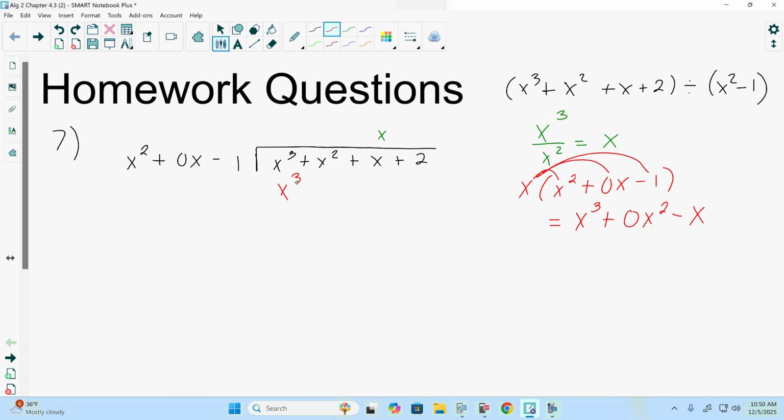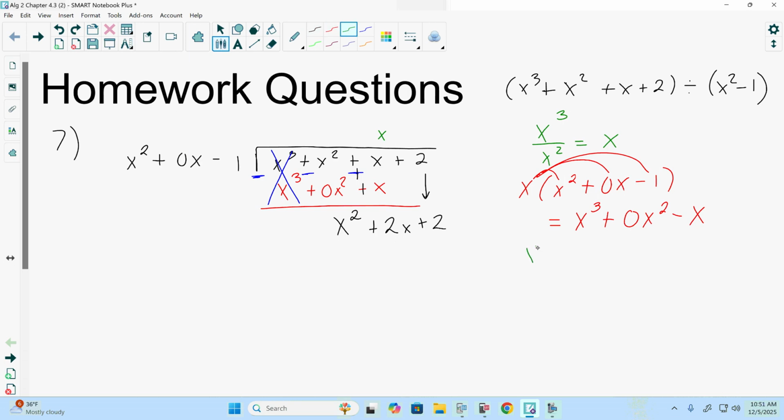And we put it underneath: x cubed plus 0x squared minus x. And then we're going to subtract. X cubed minus x cubed is 0. X squared minus 0x squared, 1 minus 0, is just going to be 1x squared. X minus negative x, our negative makes a plus, giving us plus 2x, and we bring down our 2.